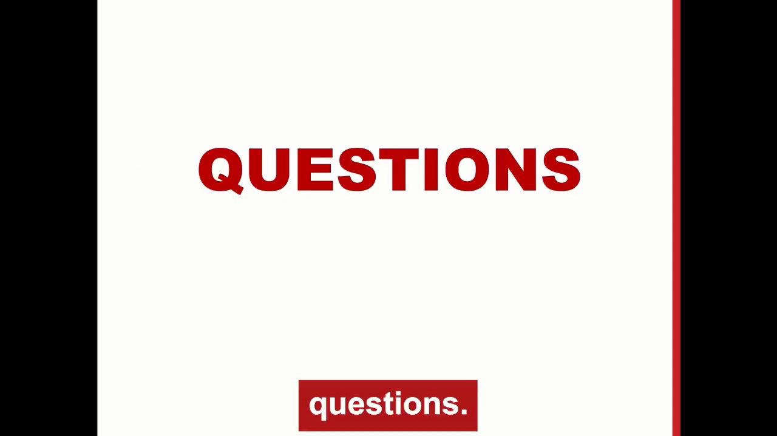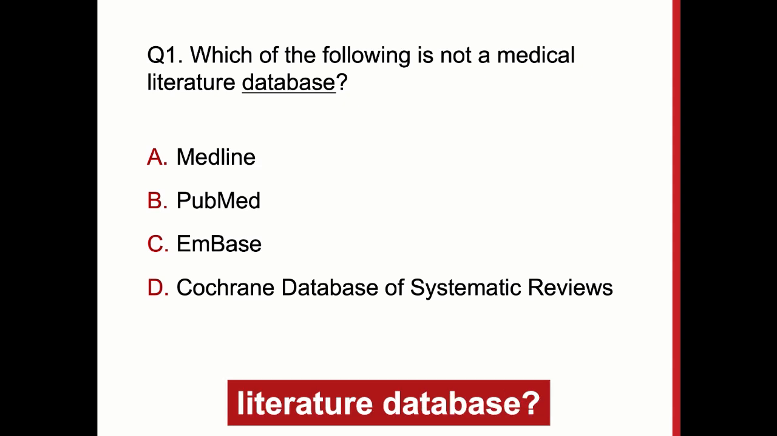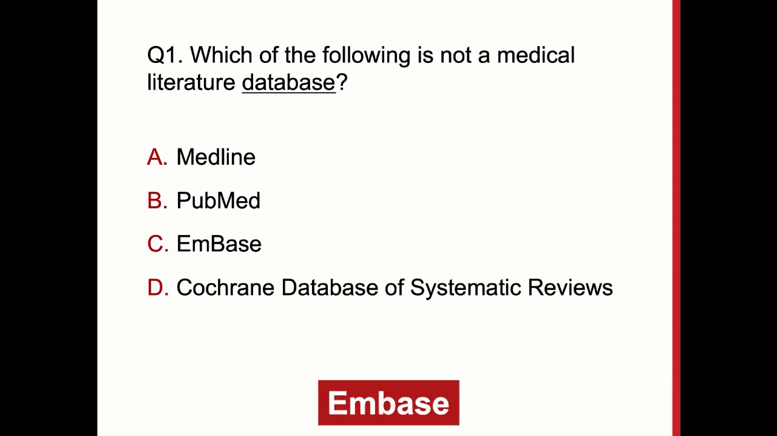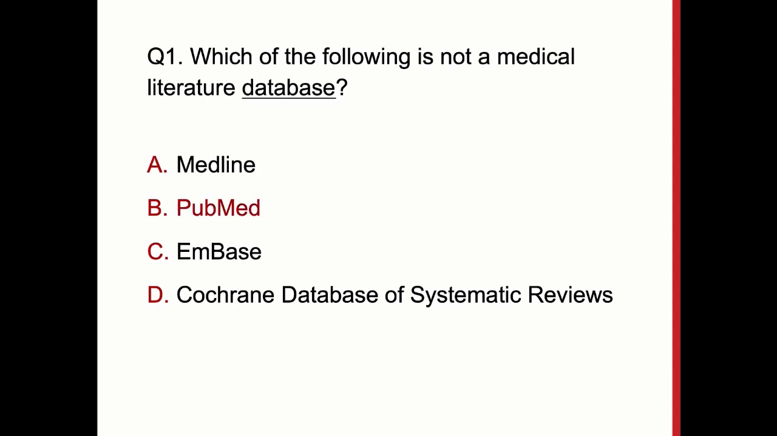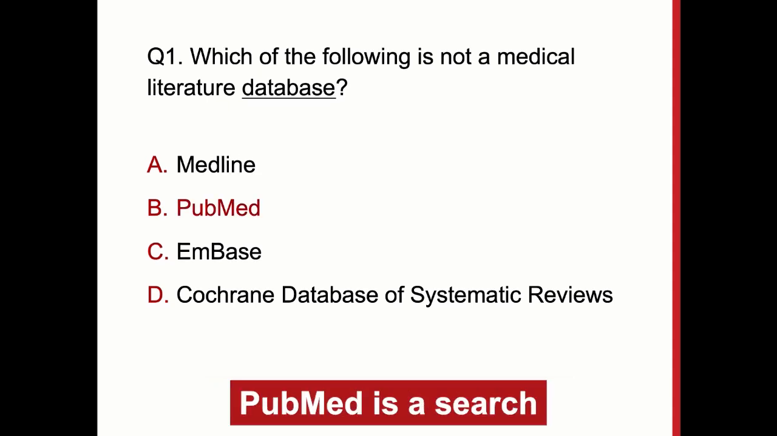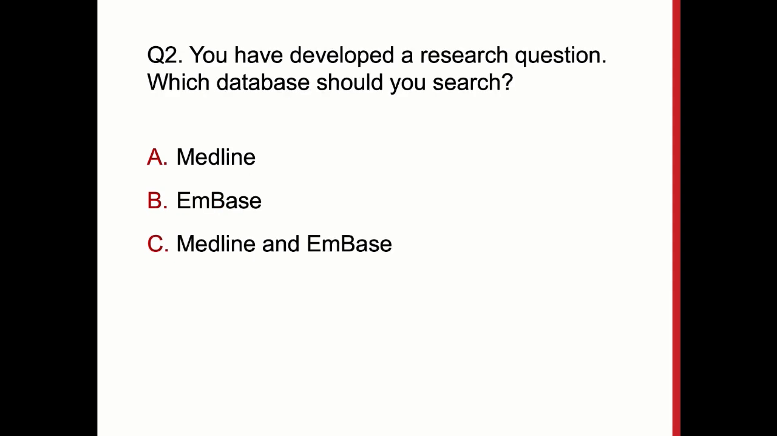On to our questions. Which of the following is not a medical literature database? Medline, PubMed, Embase, or the Cochrane database of systematic reviews? The answer is PubMed. PubMed is a search engine that is used to search the Medline database.